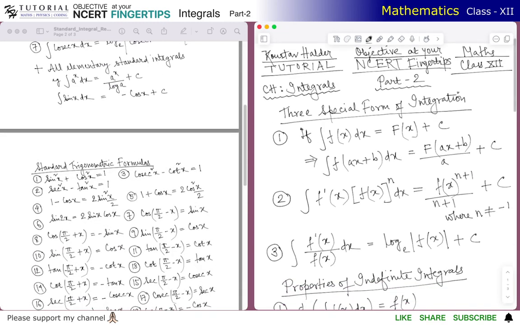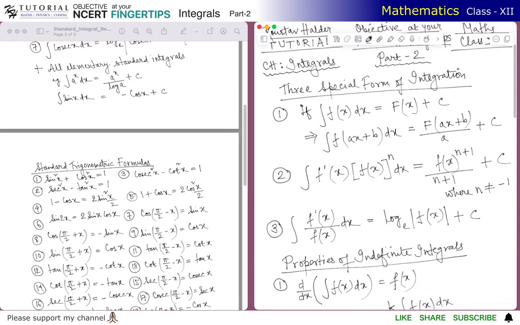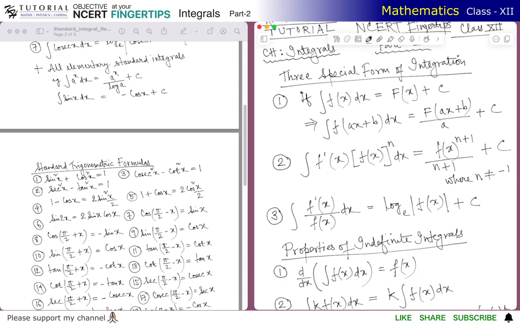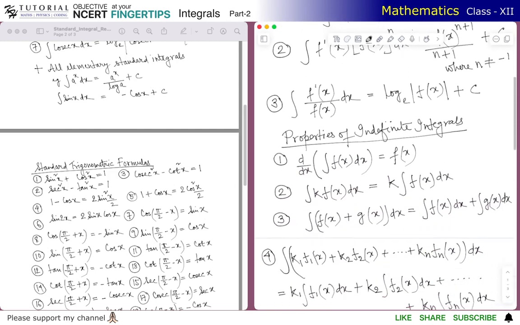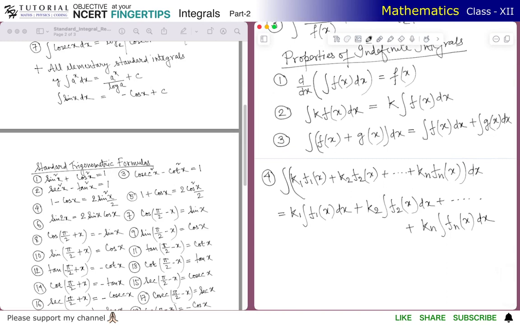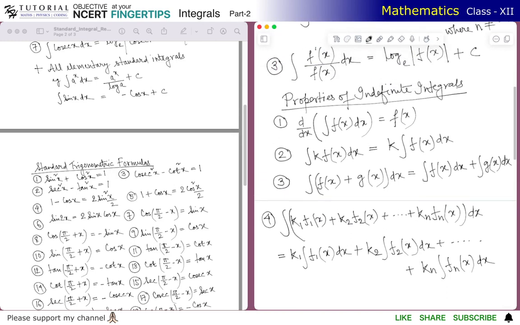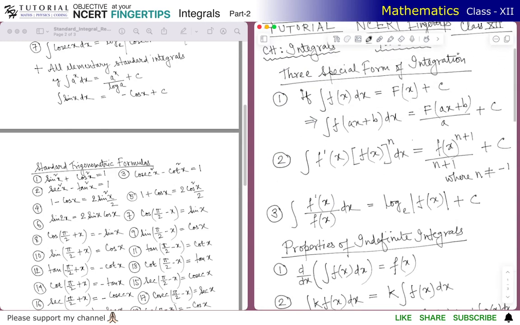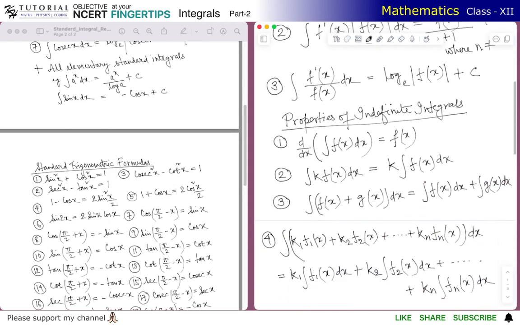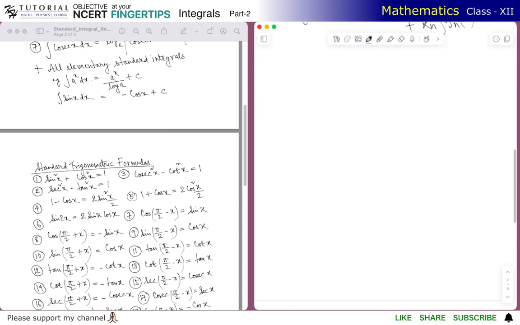Now, in the previous video, I forgot to mention the 3 special forms of integration. As you can see, I have written down the 3 special forms, which are very basic, and I hope you are all familiar with these 3 special forms of integration and the very basic properties of indefinite integrals. You can see the properties of indefinite integrals. If you wish, you can take a snapshot of these properties and the 3 special forms of integration. Okay, so let's start solving the problems.